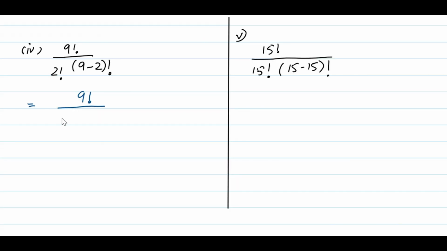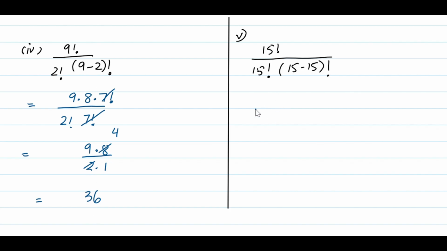Now it's time to simplify this. First of all, 9 factorial, 2 factorial, and 9 minus 2 gives 7 factorial. It means we need to expand 9 factorial until we have 7 factorial. So 9 times 8 times 7 factorial, and the same terms cancel out. 9 times 8 divided by 2 factorial, which is 2 times 1, and 2 times 4 is 8. We have 9 times 4, which is 36.